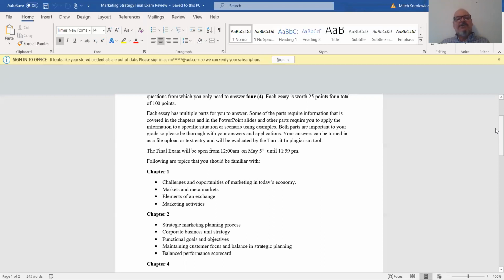One of the biggest changes has been the shift of power, if you'll remember, from businesses to customers, and how technology and the internet has affected that power relationship. So be thinking about those types of topics from chapter 1, because there'll be an essay question about that. Chapter 2, we talked about the strategic marketing planning process, corporate business unit strategy.